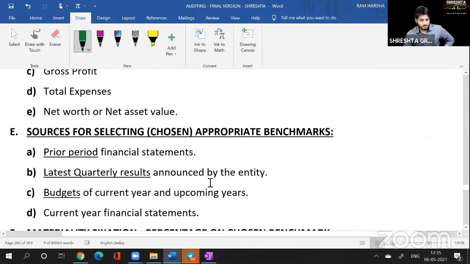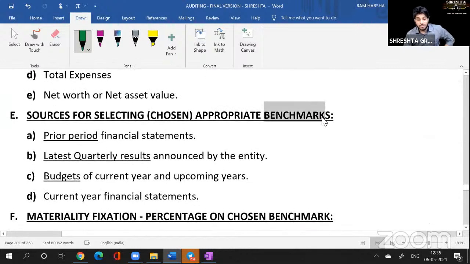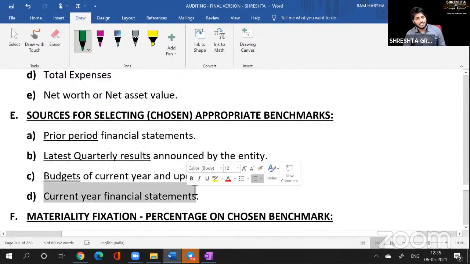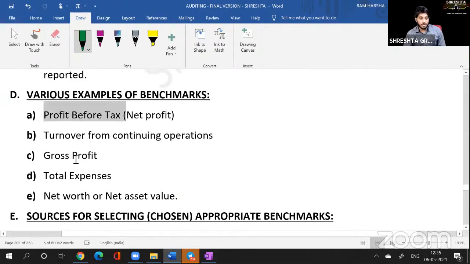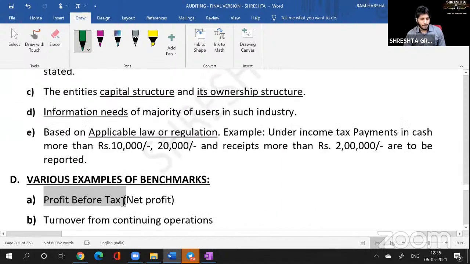So that's it. Now, from where you will get the benchmarks? You may take your current year figures, or last year figure. You wish. You may take it from last year. You may take it from latest quarterly results, or you may take it from budgets. You may take it from current year financials itself. What are the benchmarks, sir? You can take PBT, turnover, gross profit, total expenses, net worth or net asset value, working capital, whatever.